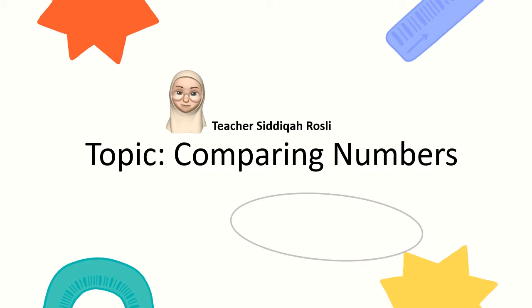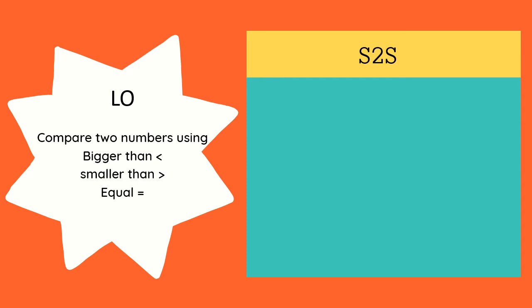Good morning, everyone. Today we are going to be focusing on comparing numbers. So let's begin. Our learning objective for today is we are going to compare two numbers using bigger than, smaller than, or equal to. Now, most of you are already familiar with this symbol. We call it in Malay mulut buaya, or in English crocodile's mouth. So we'll be using more of this for our lesson today.